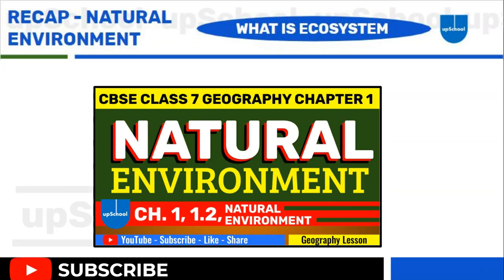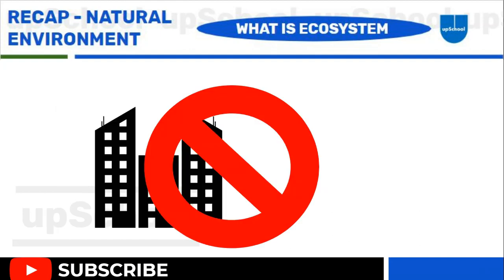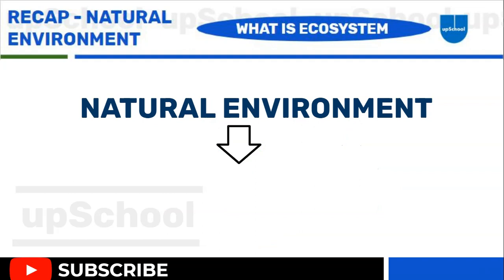So now let's have a recap on the second video, 1.2 of Chapter 1, Natural Environment. What is a natural environment? A natural environment is an environment that consists of things that are made from nature. So no more buildings or ponds, because buildings and ponds are man-made. A natural environment, basically the surroundings of an environment that contain everything that's made from nature, no man-made things, but the surroundings of a place that contain only Mother Nature made things would be considered as a natural environment.